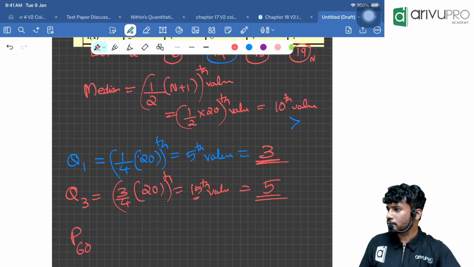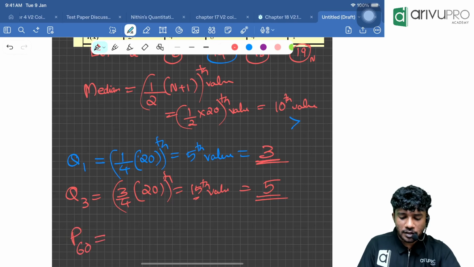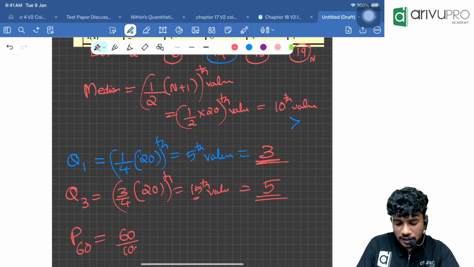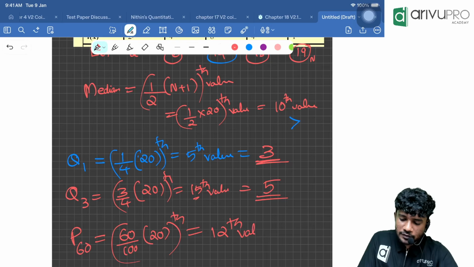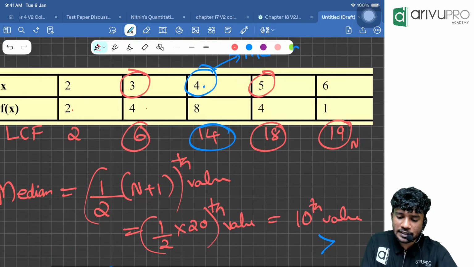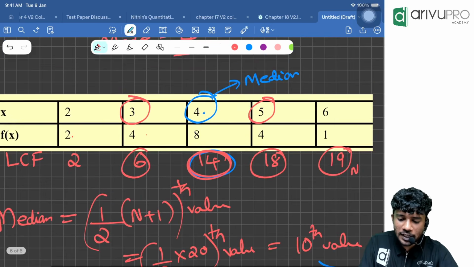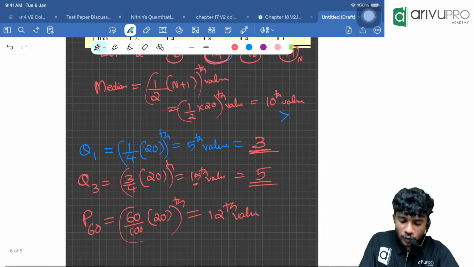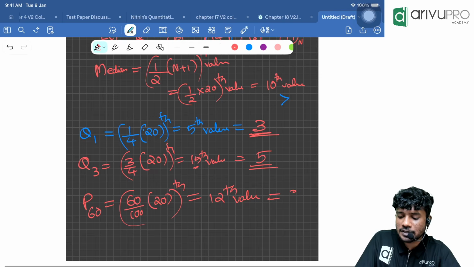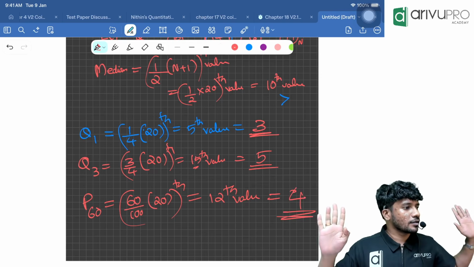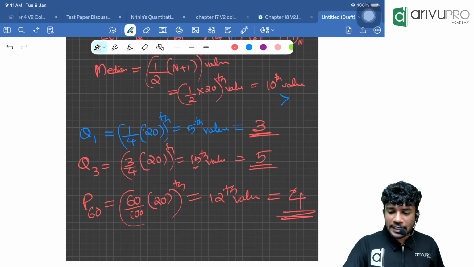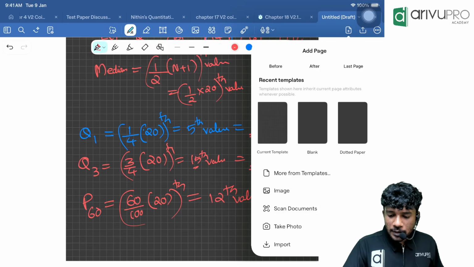60 for me? P60. 60 by 100 into n plus 1, the value is the 20th value. How much is it, people? Can you tell me the 12th value? Which is the 12th value? Greater than 12 is 14. So the corresponding x value is 4. So which is our percentile? 6. That is 4. Done. If that is done, can I take you to median?